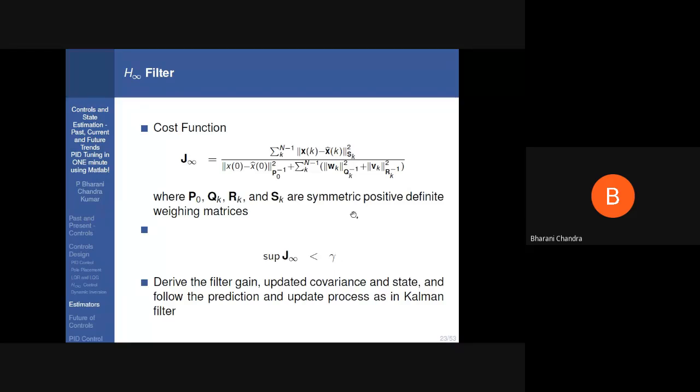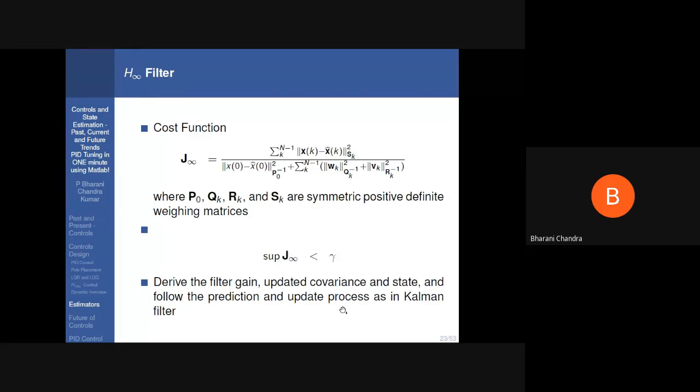This can be dependent on this QK and RK. Note that this QK, RK, and P naught are not the covariance matrices. These are the tuning matrices, whereas in the earlier cases, these are the covariance matrices of the Gaussian process noise and Gaussian measurement noise. Here QK and RK are just the tuning matrices. So here the whole philosophy is to keep the maximum value of J infinity less than gamma.